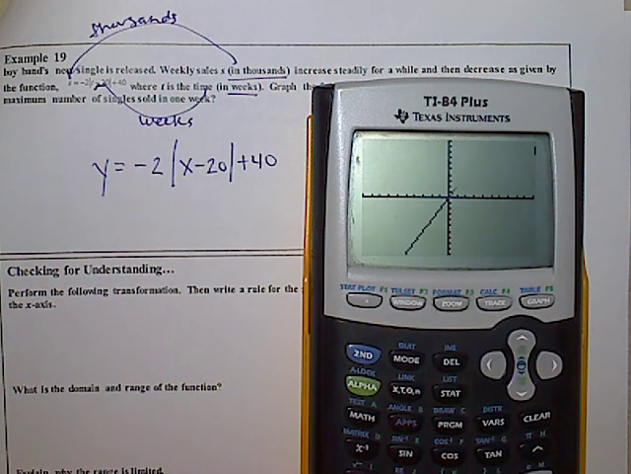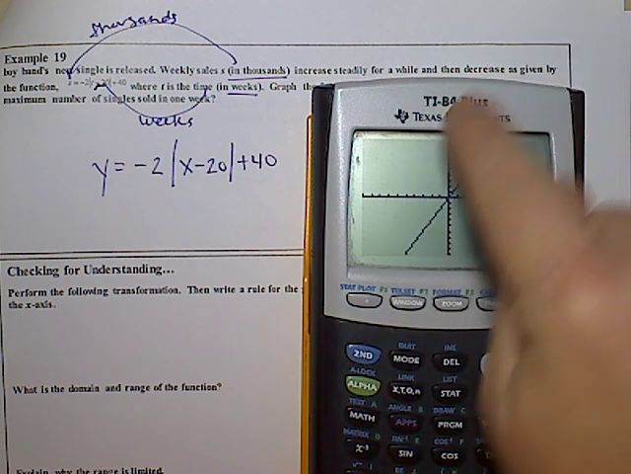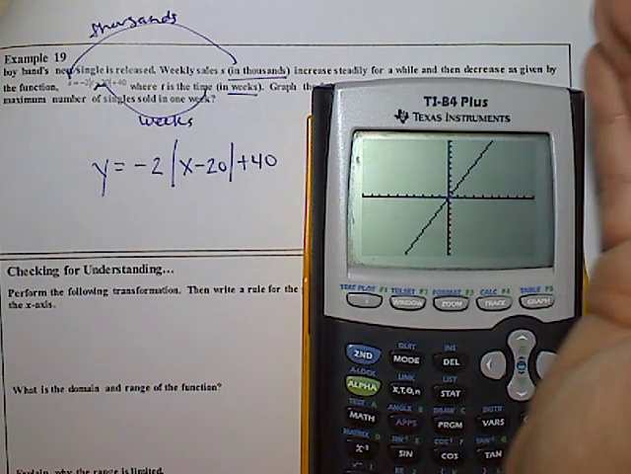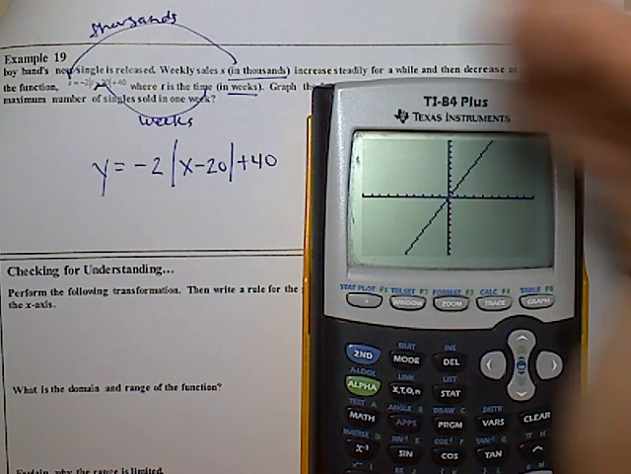Please hit graph. So this is part of the absolute value, but do you see how it's not high enough and it's not to the right? Does everybody see how I can't see the entire function? So I need to move this to the right and I need to move it up. And so I'm just going to estimate.